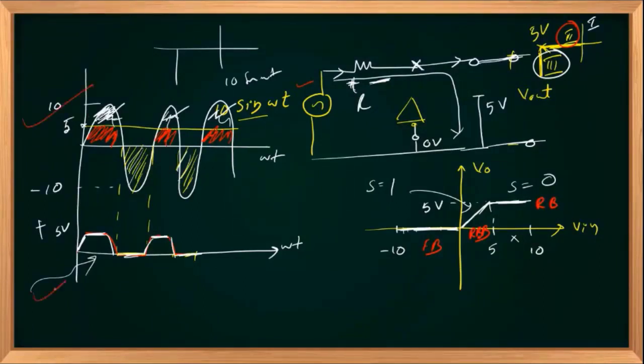Input waveform, output waveform, transfer characteristics. In the examination, they will give you the circuit and 4 transfer characteristics. You have to identify the correct one, or the other way. They will give you the transfer characteristics. You should identify the correct circuit among the 4 given circuits, or they will give you the circuit with input waveform and 4 options as output waveforms. You have to identify the output waveform, right? So input output waveforms, transfer characteristics, and analysis of the circuit.